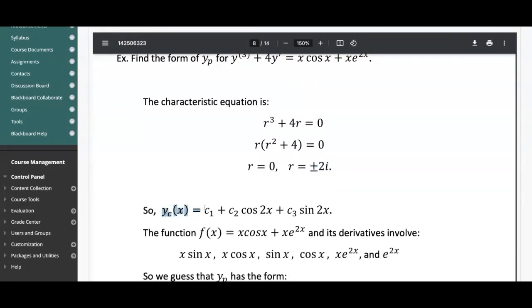So we have a complementary solution as, well, for 0, we get C1 e to the 0x, which is just C1. C2 cosine 2x plus C3 sine 2x. Okay. Because the real part is 0. So e to the 0 is just 1. So we just get C2 cosine 2x, C3 sine 2x. Okay.